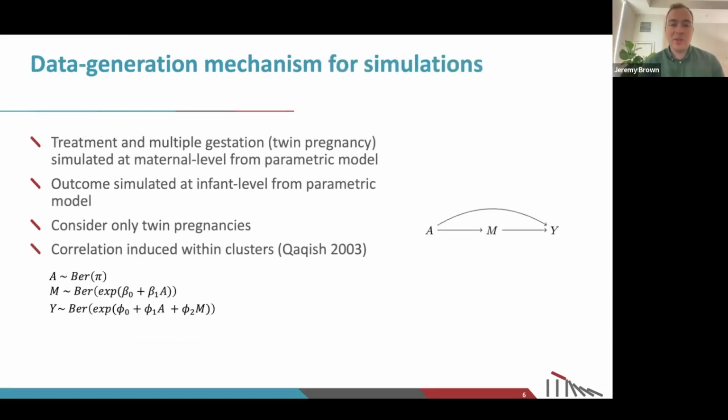And for the simulations, we had different data generating mechanisms, and we used parametric models to simulate the variables being treatment, multiple gestation, and outcome. For the simulation, we considered multiple gestation as only a twin pregnancy, so we didn't consider pregnancies of higher order. And we induced correlation within the clusters as well. And we used log linear models to simulate the multiple gestation and the outcome.